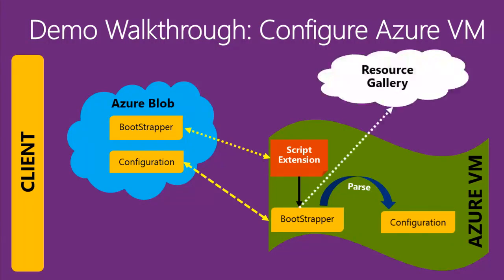So after it parses, it goes to a resource gallery. That resource gallery contains the resources needed for the configuration. It downloads them, and now your system has all the DSC resources needed for that configuration. It could be one PowerShell module wrapping the DSC resource, or it could be 10. And once everything is there, the script is going to invoke that configuration. So that is one piece of how the demo flows, or what it's doing under the covers.